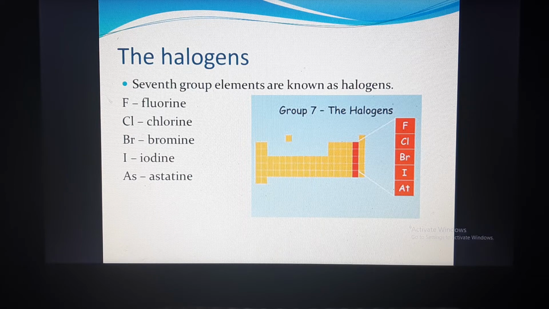The first element in the halogens is fluorine, and the last element is astatine. This astatine is a radioactive element. All other elements are non-radioactive.